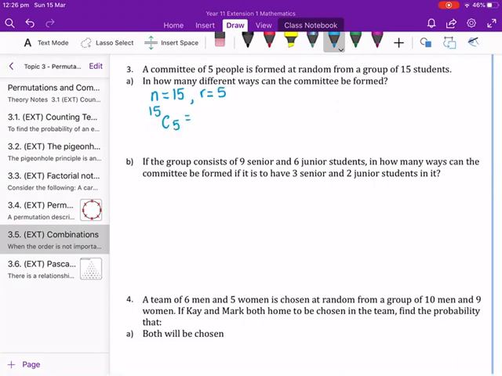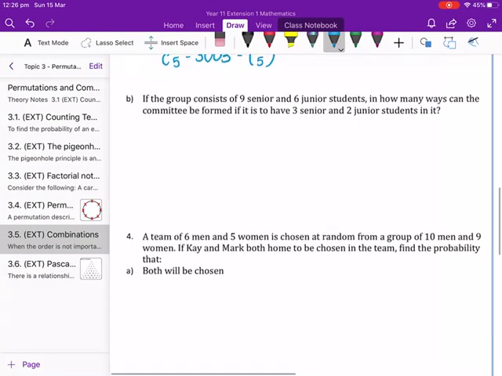So when we put this onto our calculator, we will get an answer of 3003. We can also write 15 choose 5 in this notation of 15 on 5, all in brackets.